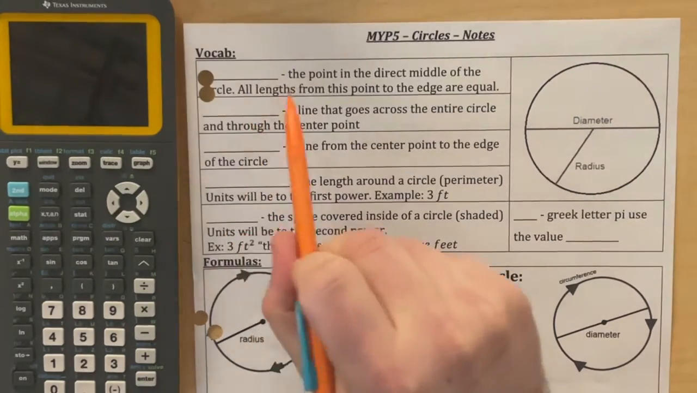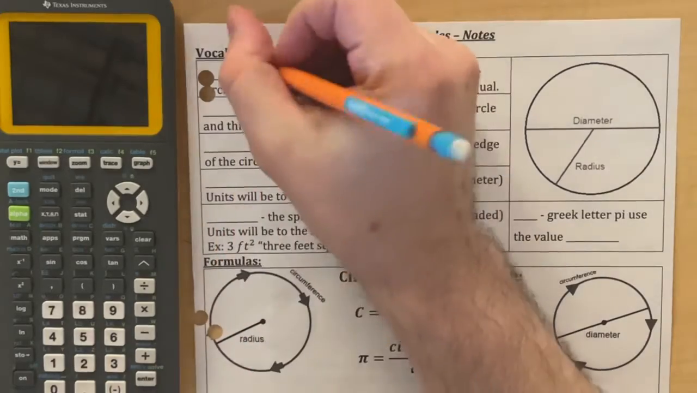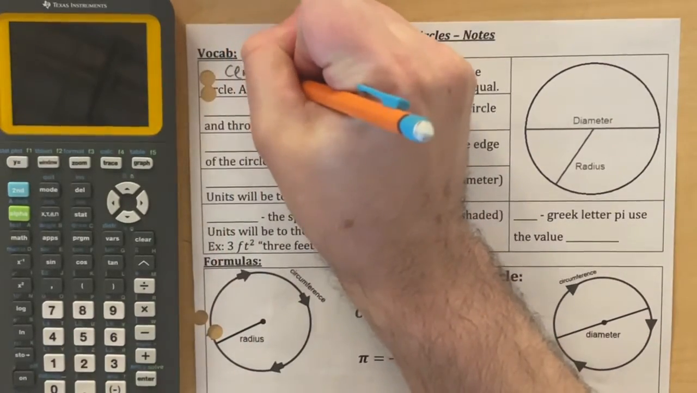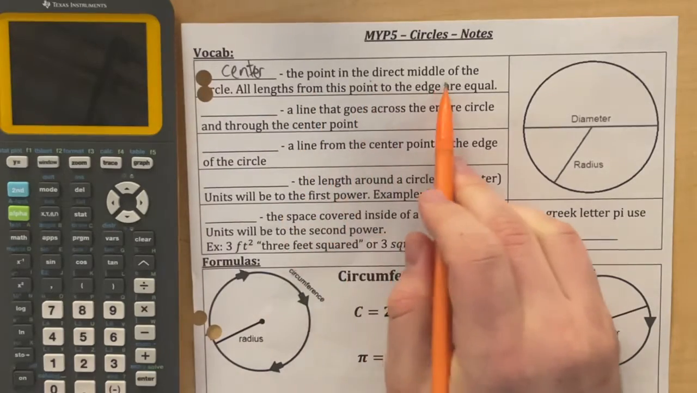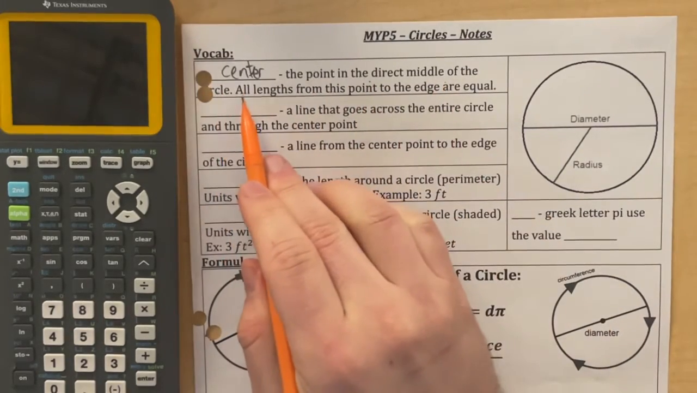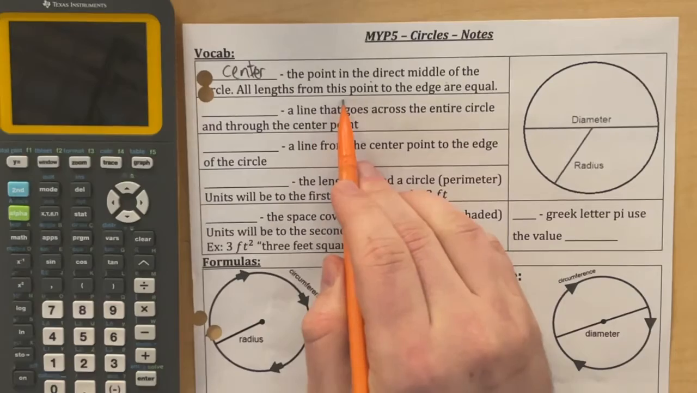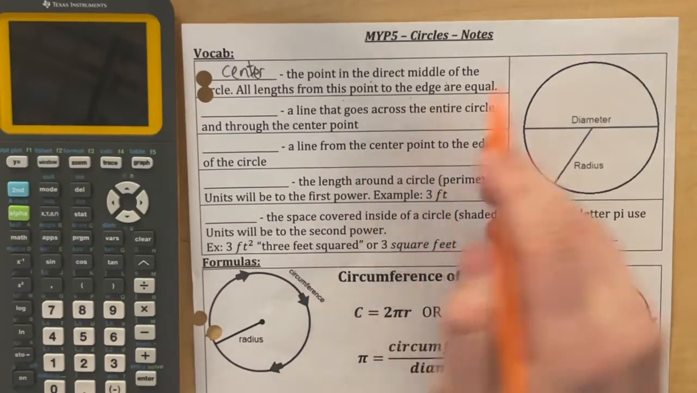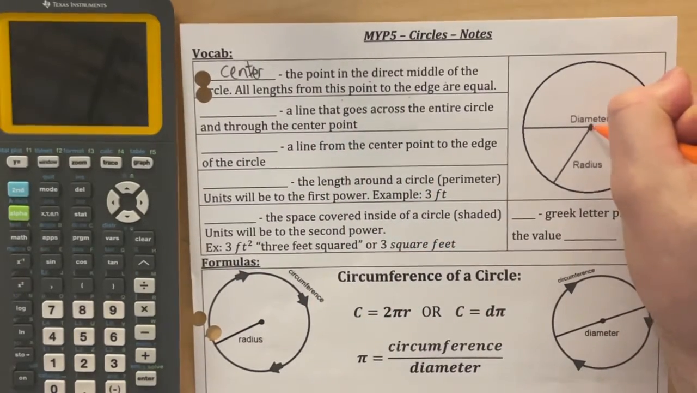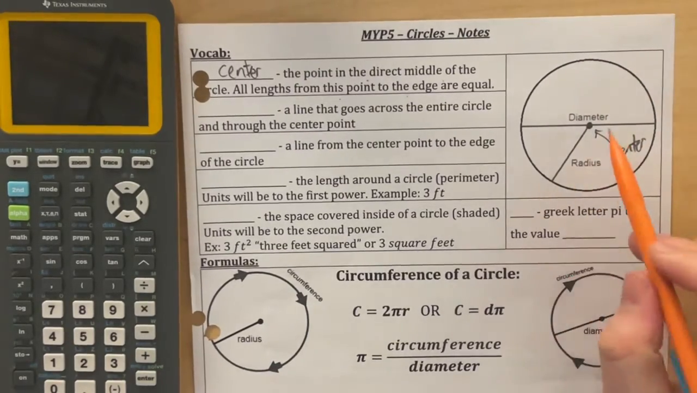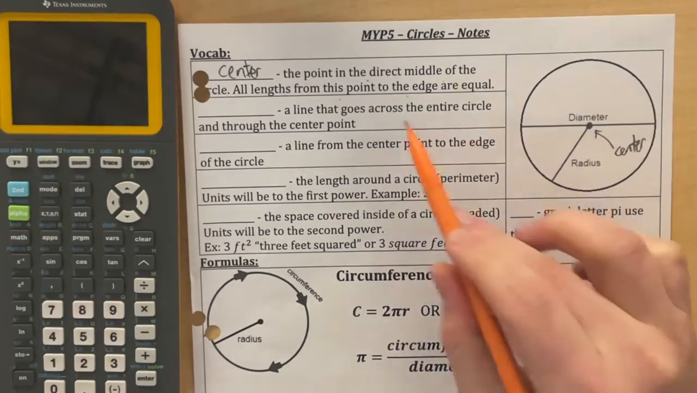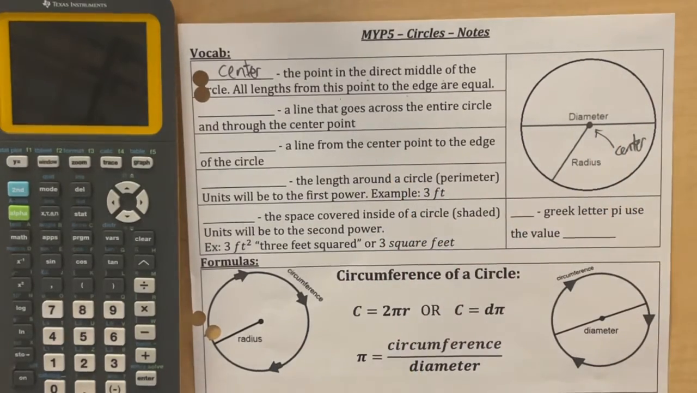So in this first little box, it says this. We're going to say the center. The center is going to be the point in the direct middle of the circle, and all lengths from this point to the edge are equal. So we're talking about this point directly in the middle being that center. That's important because we use that center point to define our next two vocab terms.